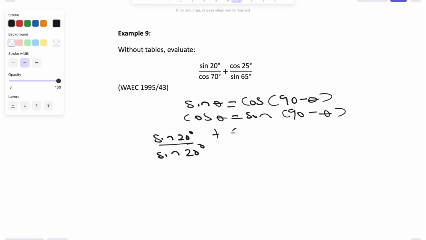You could say cos 25 degrees all over cos 25 degrees, right? I could just replace this with cos 25 degrees because it's the same thing. So this will cancel, we have 1. This is cos here, so you have 1 plus 1, which will give you 2. Simple questions like this can make somebody look like a genius. Let's see if we're correct.